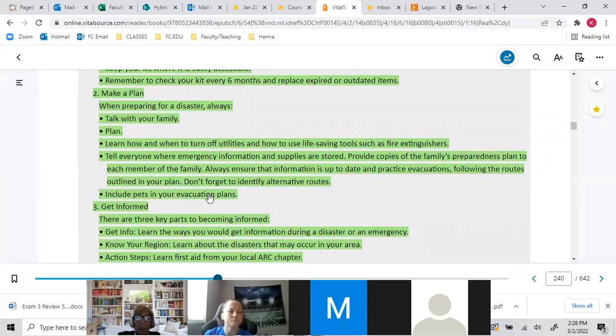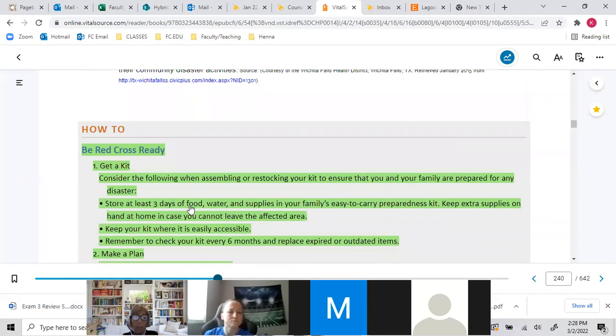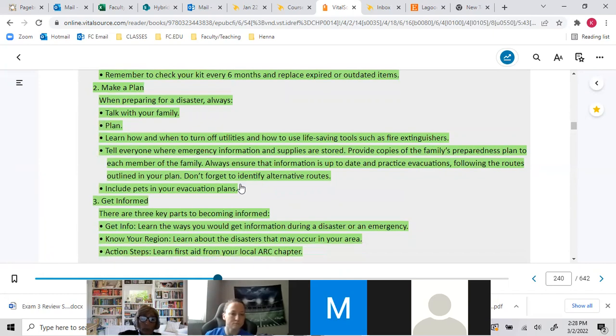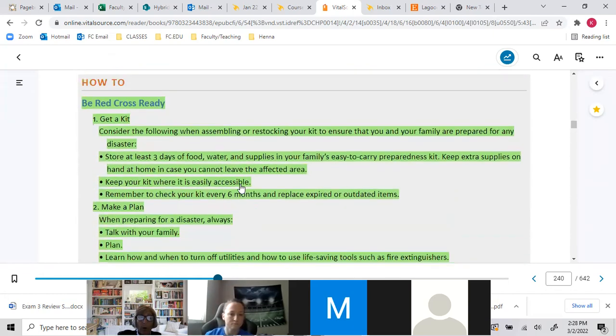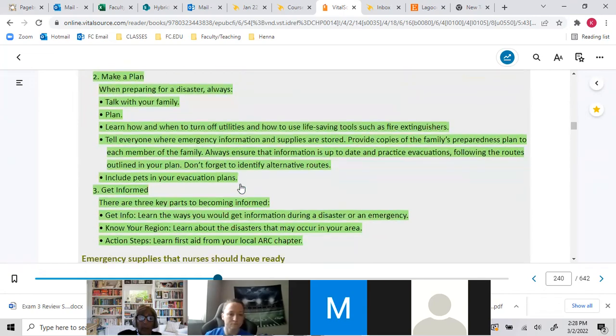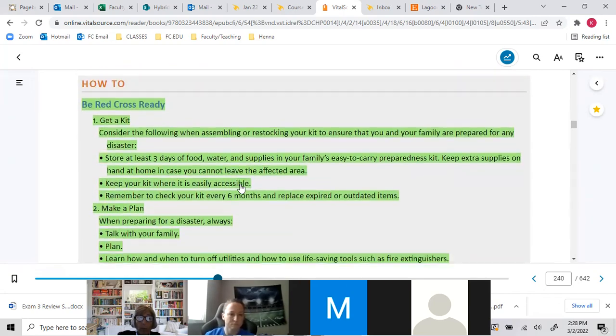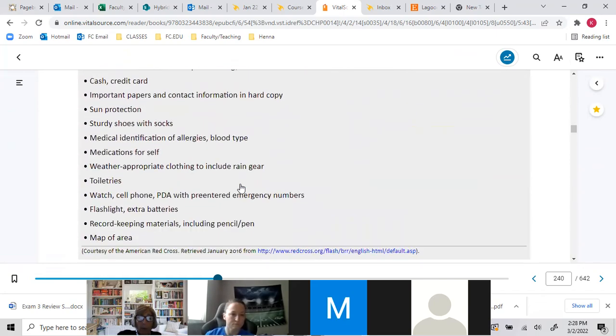Make a plan. Where's everybody going to meet up? Does everybody know where the kit is? Does everybody know how to turn off utilities? Does everybody know where supplies are stored? Okay, so that's the 3 key parts. Get a kit, make a plan, and get informed. So I really need you to have a look at this box. Okay?